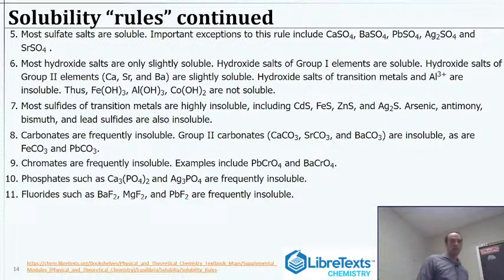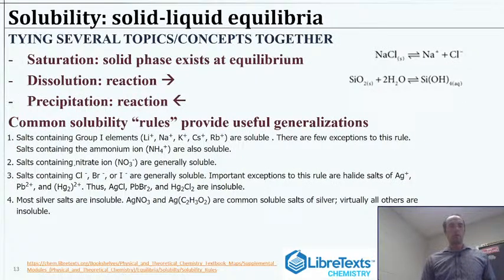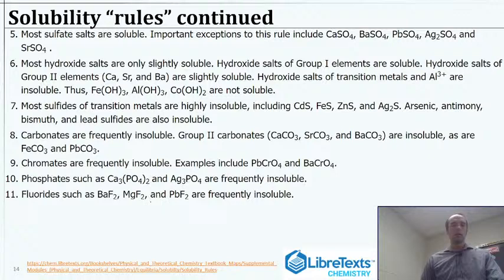Carbonates often are not. So if we get calcium carbonate, strontium, barium, iron, and lead tend to not be so soluble. Chromates often are not. Phosphates often are not. Fluorides often are not soluble. Okay, so lots of generalizations there. And one thing we noticed there is that the fluoride was kind of excluded from the halides, right? So the salts containing chloride, bromide, or iodide are generally soluble, whereas a lot of those with the fluoride are not, even though they're all halides.